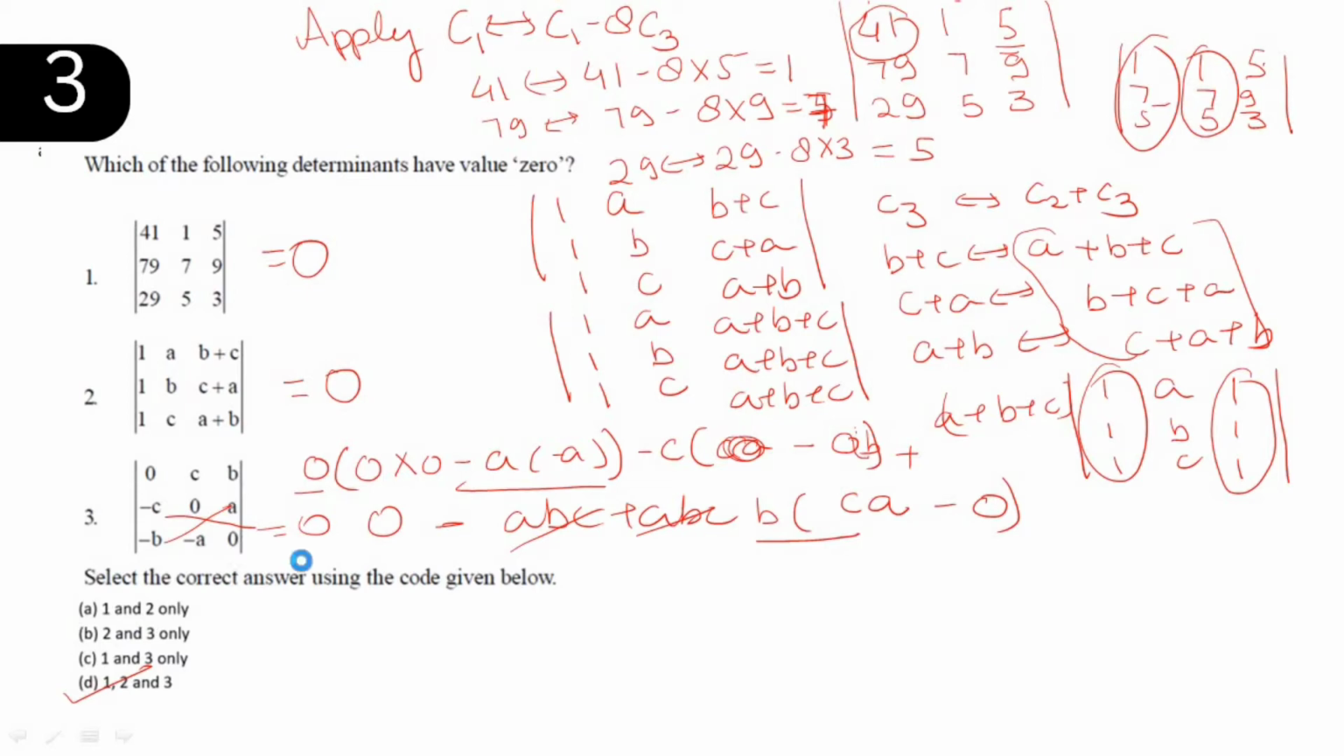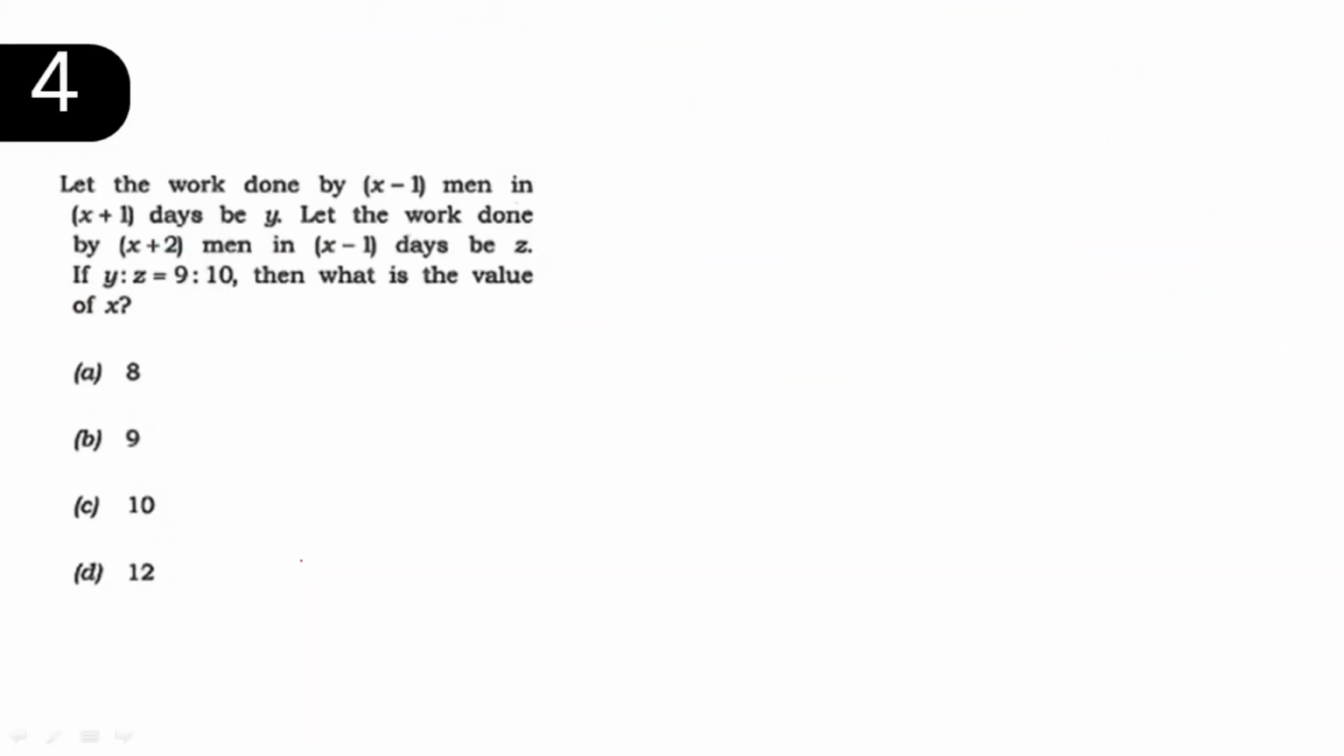So moving forward, what is the fourth question? The fourth question says, let the work done by x minus 1 men in x plus 1 days be y. Let the work done by x plus 2 men in x minus 1 days be z. And the ratio is given, y is to z is equal to 9 is to 10. Then what is the value of x? We have to calculate the value of x, which means how many men basically, or how many days basically were there, because x minus 1 is the number of men and x plus 1 is the number of days in the beginning.